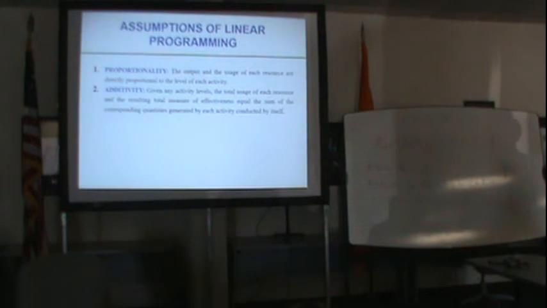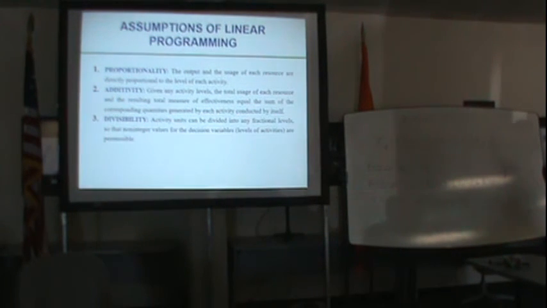So one is proportionality. The output and the usage of each resource are directly proportional to the level of each activity. Additivity. Given any activity levels, the total usage of each resource and the resulting total measure of effectiveness equal the sum of the corresponding quantities generated by each activity conducted by itself.